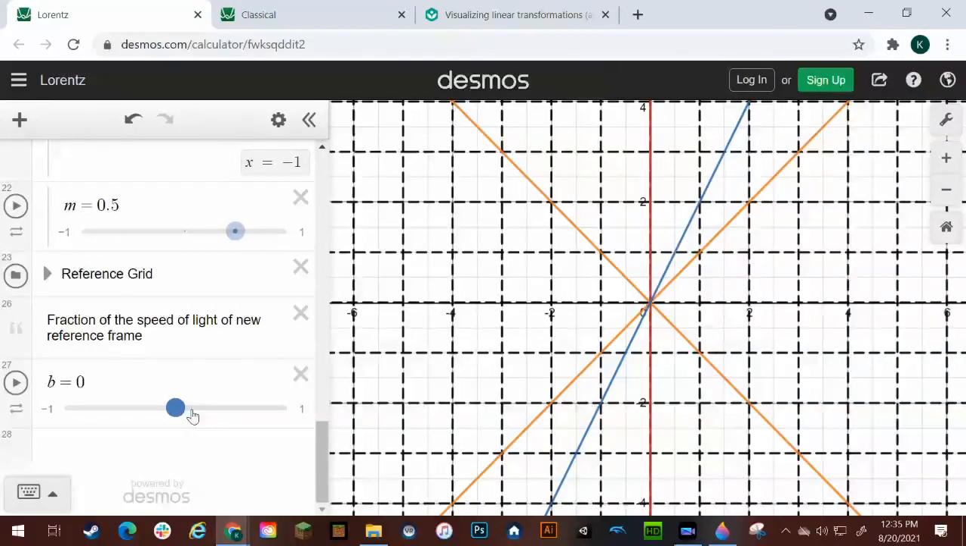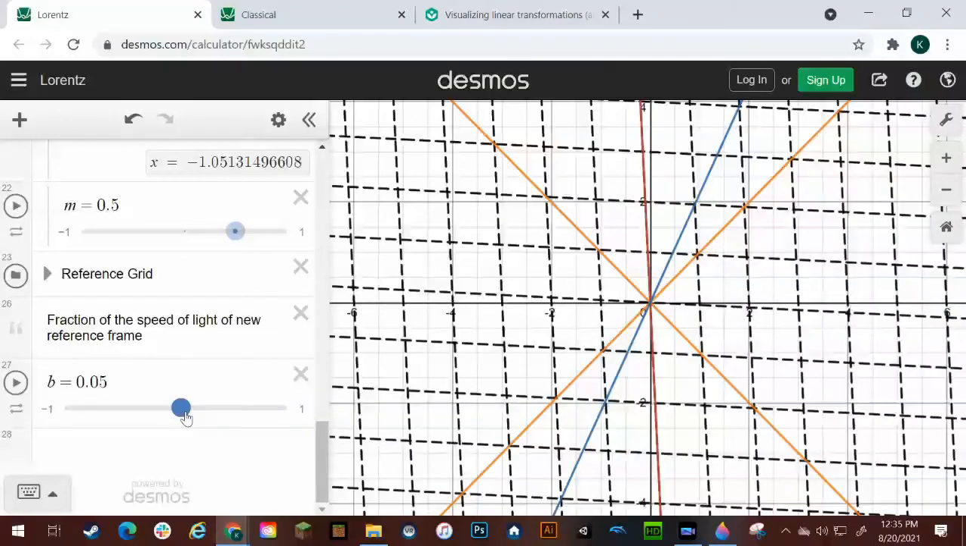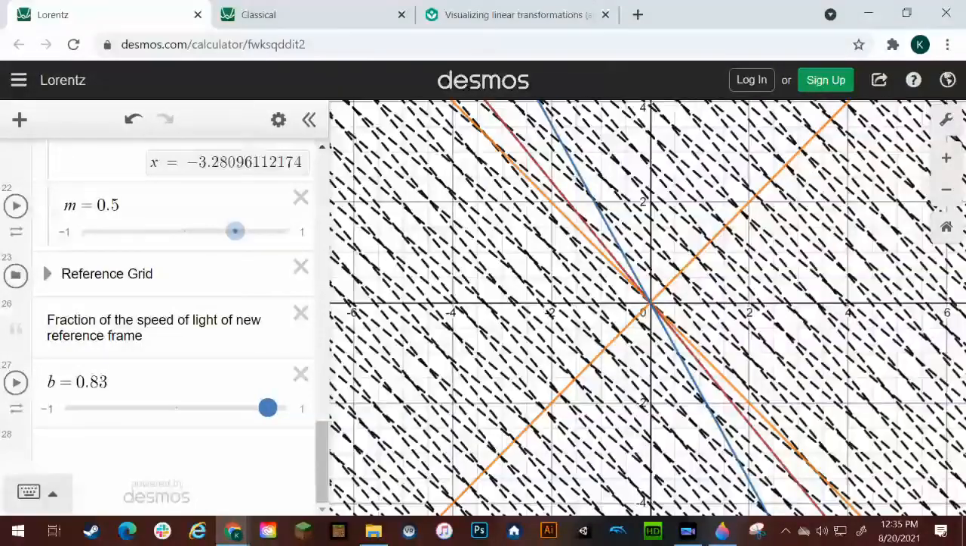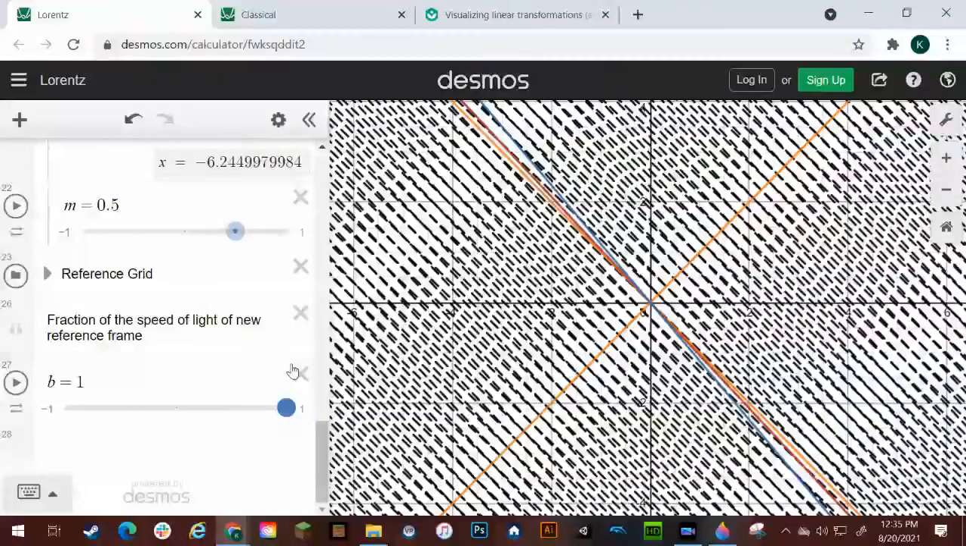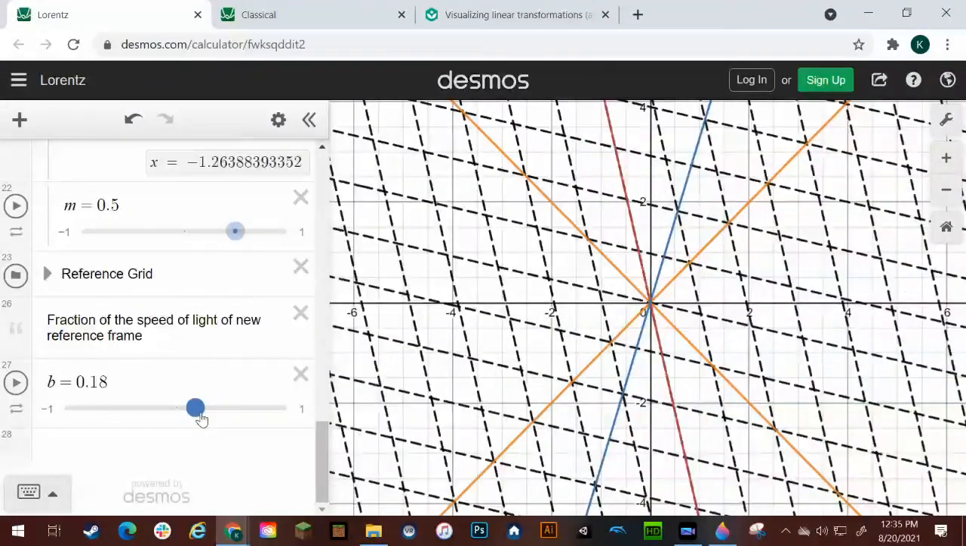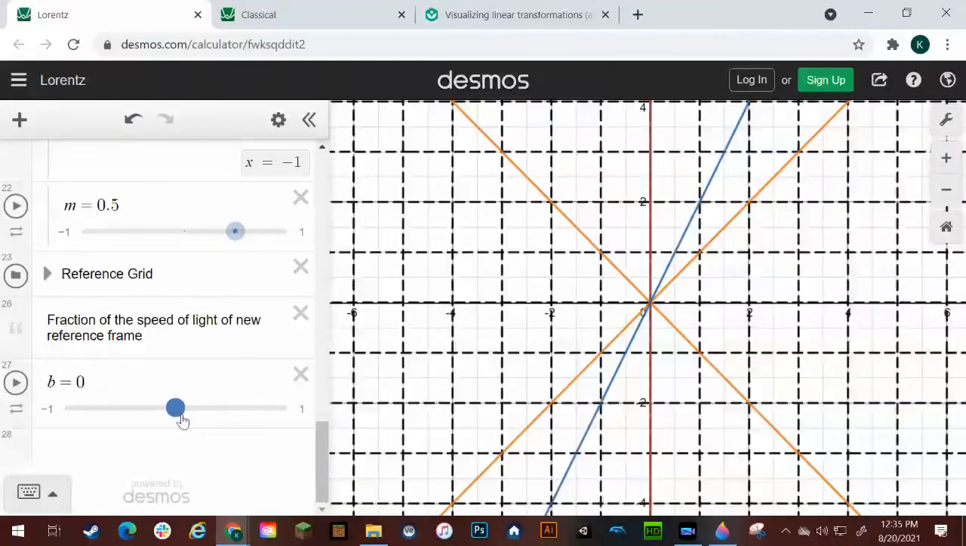Okay, and lastly, let's try and think about what happens if we try to change to a reference frame moving at the speed of light. Well, we see the whole plane sort of collapses and then disappears. This is because in the gamma term, we're actually dividing by 0. So let's take a look at that.